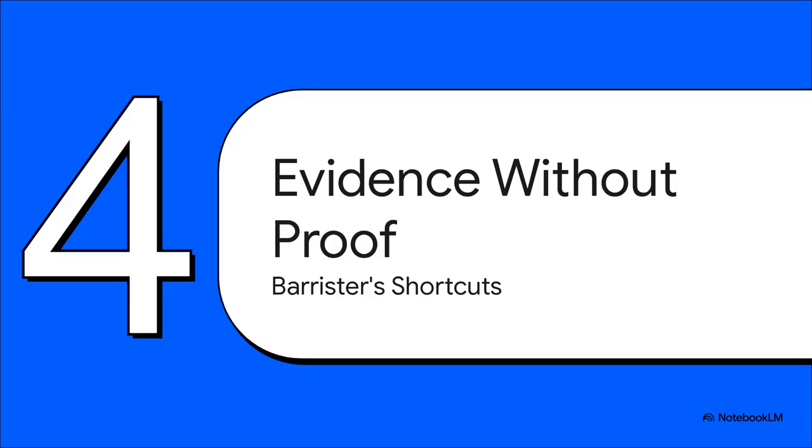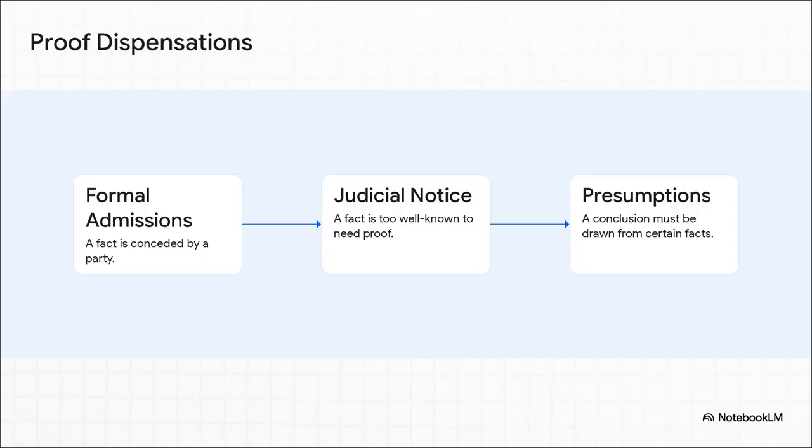Okay, ready for the advanced moves? Let's talk about how you can prove a fact without calling a single witness or handing up a single document. These are the barrister's shortcuts. So, there are three main ways you can get a fact accepted by the court without formal proof. These aren't really steps in a sequence. They're three different tools in your kit. Learning how to use them effectively will make you a much more efficient and dangerous advocate.